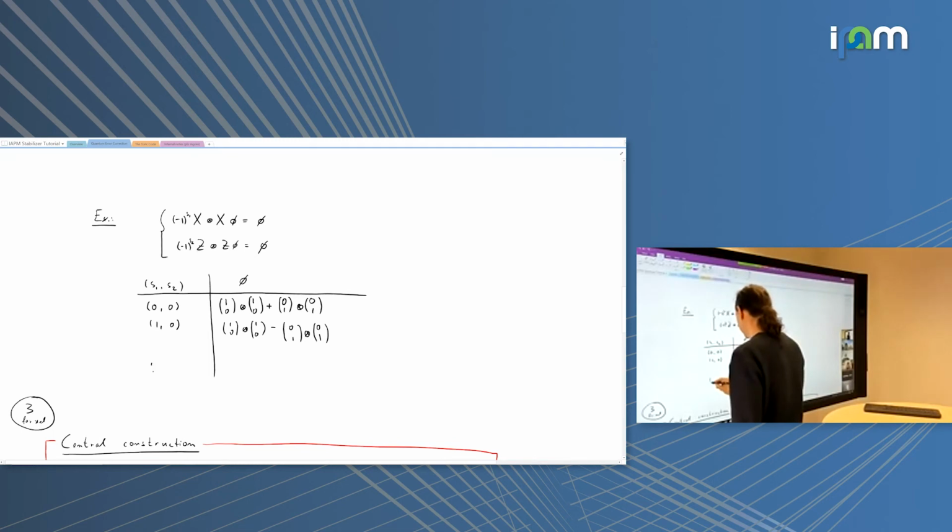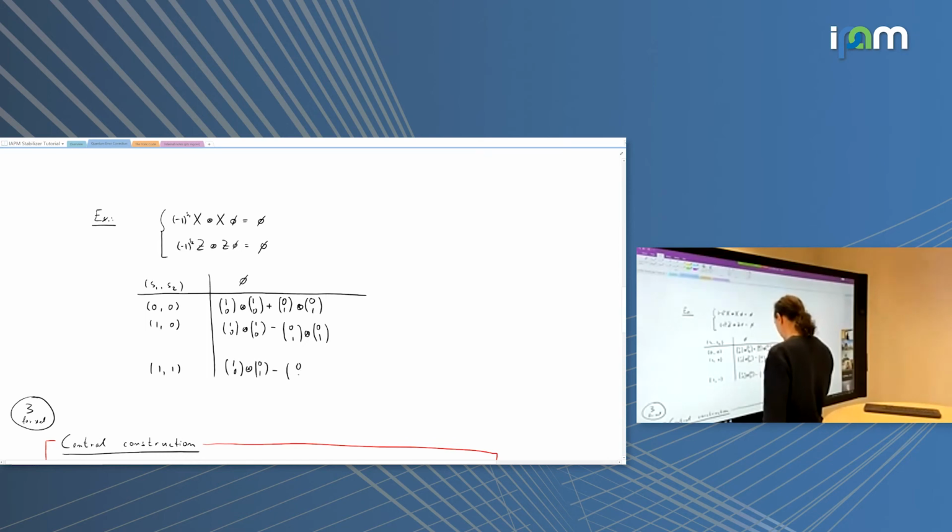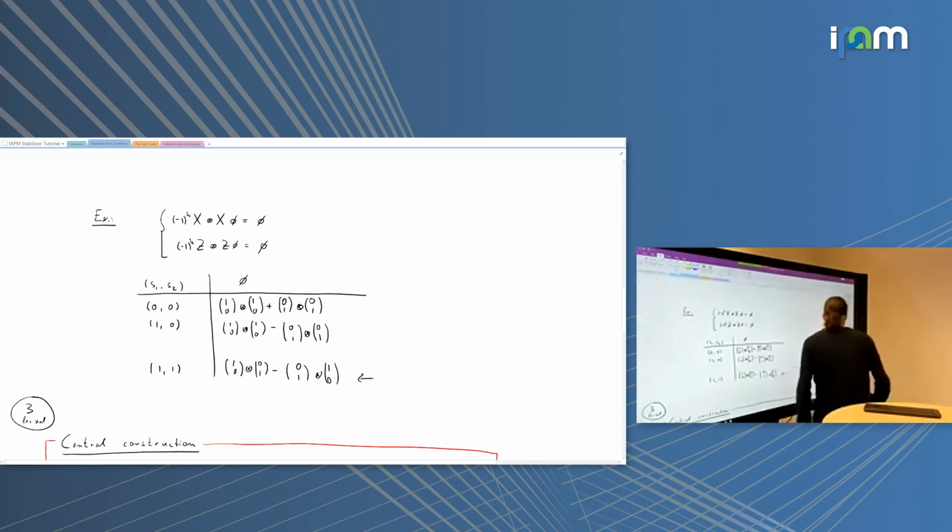I give you this one for the physicists. 1, 1 happens to be 0, 1 tensor 1, 0 minus 0, 1 tensor 1, 0. To the physicist, what is the name of this vector in physics? I will go on with the lecture, and I wait for somebody to unmute themselves and reveal it.